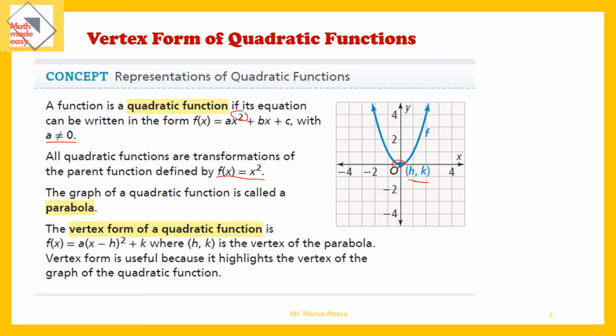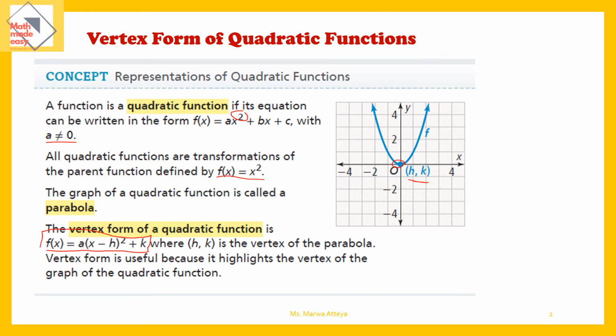The graph of a quadratic function is called a parabola. So this shape here, we call it a parabola. Any quadratic function is usually represented by a parabola. This parabola could be looking upwards, downwards, it could be translated or transformed in any way, but it's always a parabola. The vertex form of a quadratic function is, now this is the vertex form. This is what we'll be working with in this lesson.